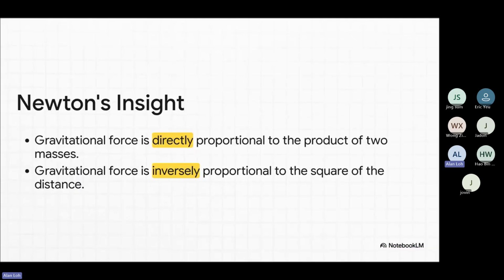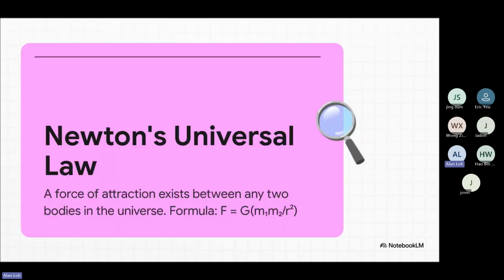Newton figured out that this force really just boils down to two key things. First, mass. The more stuff you pack into an object, the stronger its gravitational pull. Makes sense. Second, distance. Gravity gets weaker as you get farther away. But here's the kicker. It doesn't just get a little weaker, it drops off super fast. It's kind of like the light from a candle. The farther you are, the dimmer it gets, and it gets dimmer really, really quickly. And this is where the pure genius comes in.